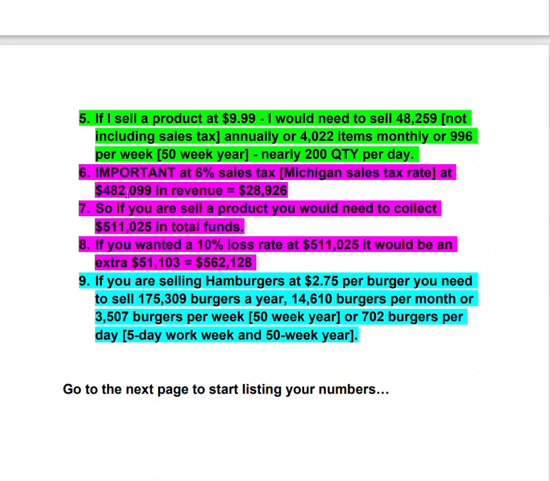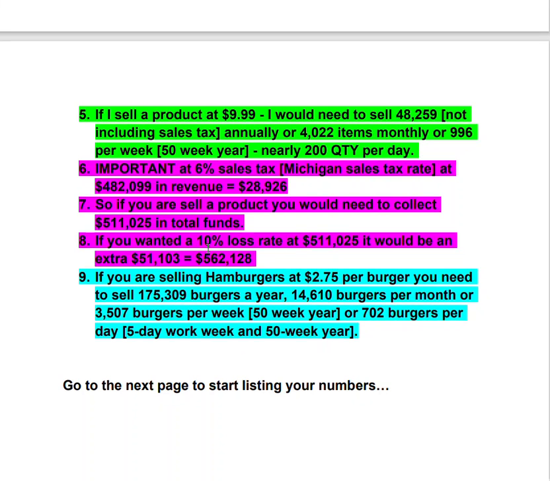Got to make sure that you plug in what you want to have, what you need to have to cover your expenses, cover your taxes, right? Look at this, a 10% loss rate. It would be an extra. So all this stuff is factored in. You're thinking red team, blue team, offense, defense. If you do that, then what you're doing is putting yourself in a much better position to run a successful business, right?